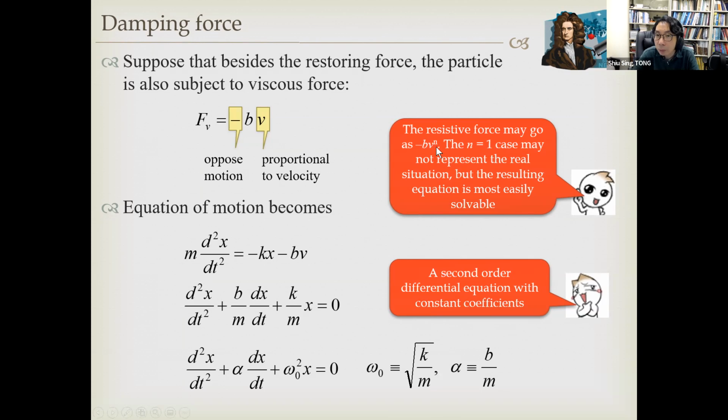Now, in general, we have seen that even for air resistance, this relation may not hold well. For a large body, and for a body moving at high speed, the resistance force may go as minus b v to the power n, where n is typically around 2. We have the drag force, right? We have the air resistance, air drag.